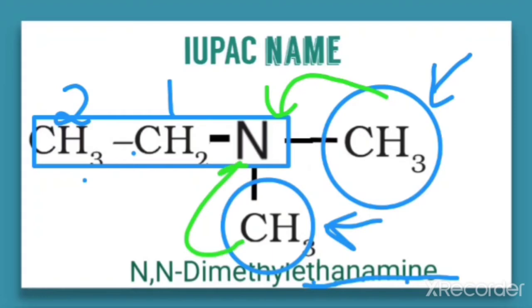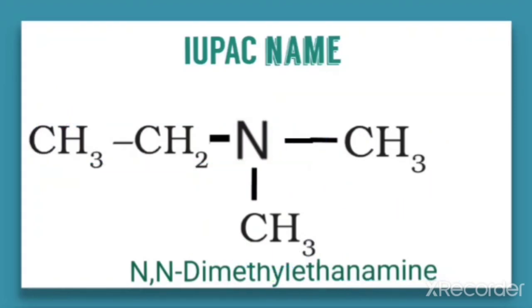So the position of this methyl group is nitrogen. So it is named as N,N-dimethyl. Di word we are using because both are methyl. So instead of writing methyl, we can write N,N-dimethyl, and the rest of it is named as ethanamine. So the name of this compound is N,N-dimethylethanamine.